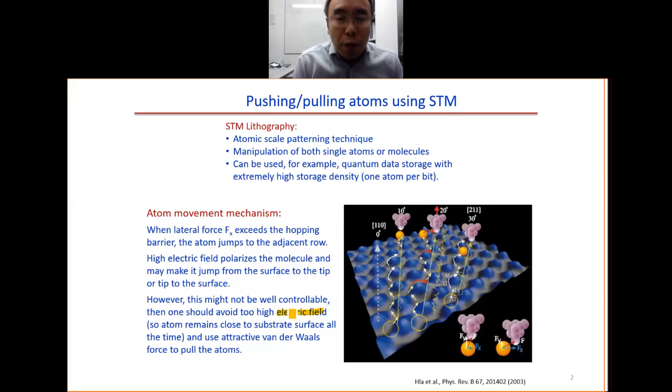So the field cannot be very high. If the field is too high, then the atom will be picked up by the tip. Then this is not good. So we need to keep the atom dragged along the surface rather than going to the tip. So obviously this is the ultimate resolution for lithography. What do you get? You get single atom resolution. You can move the atom by atom, so you get a single atom resolution.